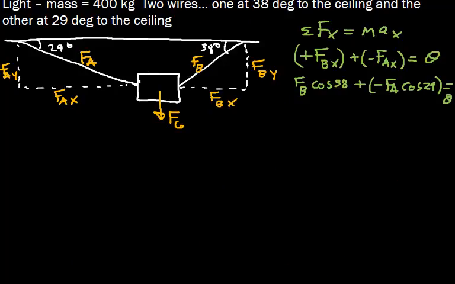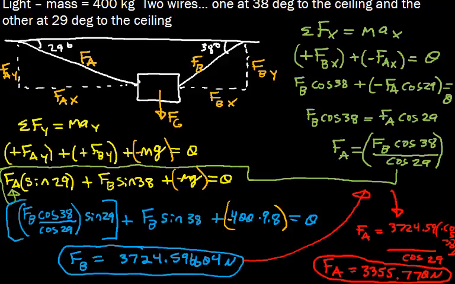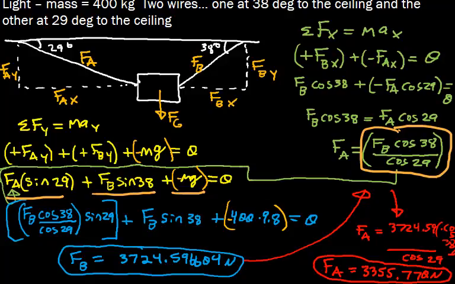All right, so we should have FBX, which is FB times cosine 38 plus negative FA times cosine 29. And then for the Y, we should have FA times sine of 29, FB times sine of 38, plus negative force of gravity equals 0. And when we substitute, I just isolated this for FB times these values, placing in for FA here.